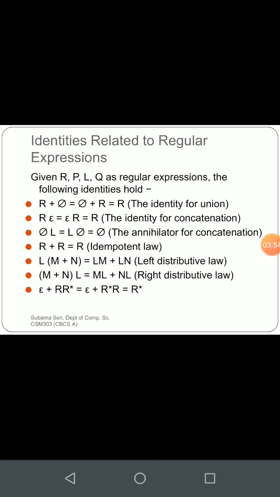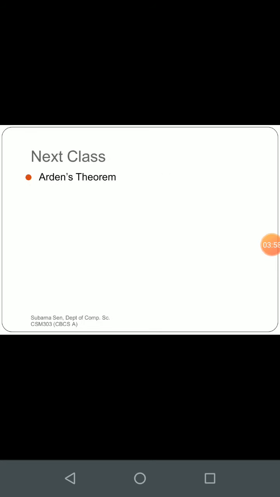And this is the end of the lecture. In the next class we will learn what Arden's theorem is. This is a very important part of regular expressions, along with a few examples associated with Arden's theorem.